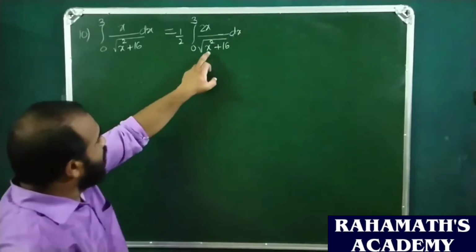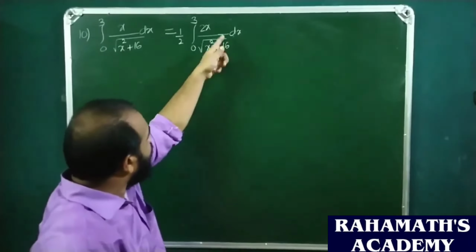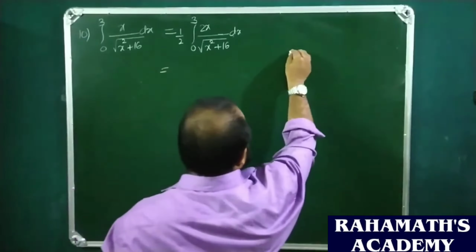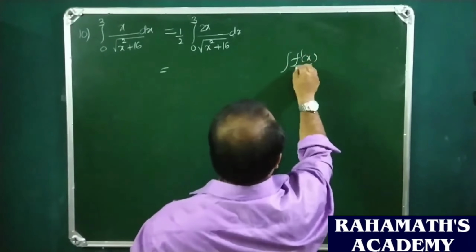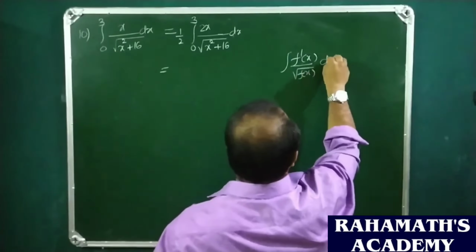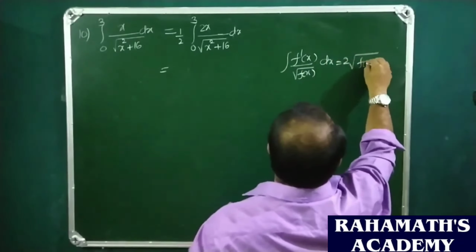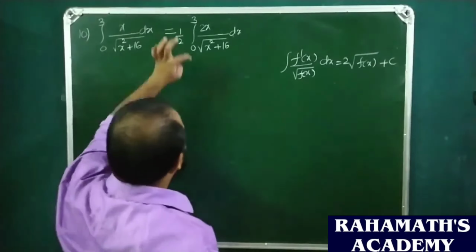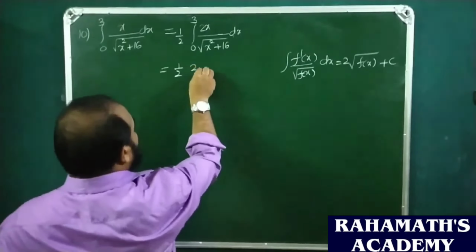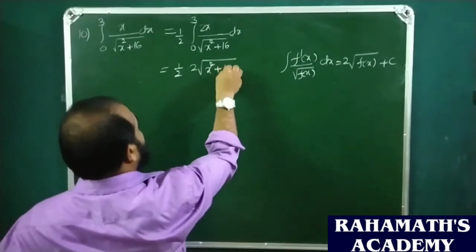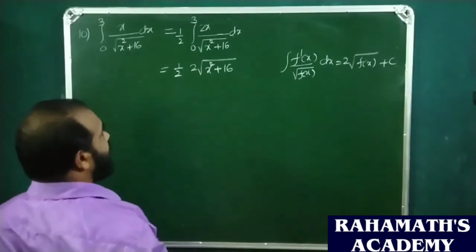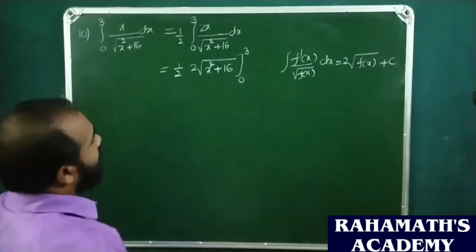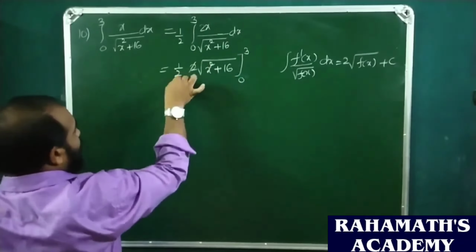So x square plus 16 is f of x. Its derivative is situated on the numerator. It is integral f dash x by root f of x dx, which is 2 root of f of x plus c. So here 1 by 2 into f dash x by root f of x gives 2 root of f of x, 2 root x square plus 16. Since the process of integration is over, we need to write the limiting values here. So 2 gets cancelled.